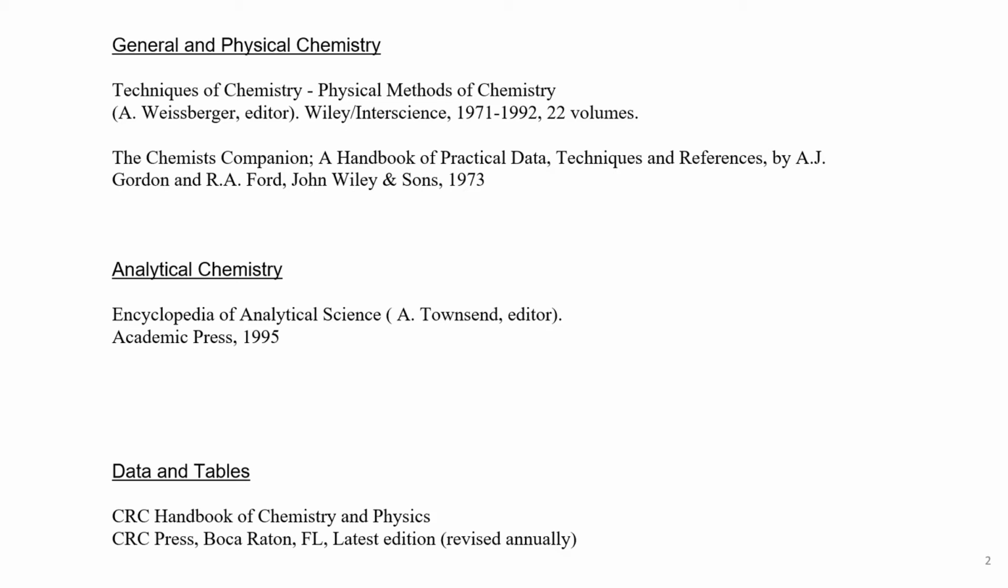A smaller book, which is just as useful, is called The Chemist's Companion. And again, we have it at City College. You could see if your campus library has it also. It answers a lot of questions, very practical things that you need a little help on. Continuing down the list, for analytical chemists, we have this Encyclopedia of Analytical Science. It may be a little out of date now, but a lot of basic techniques are explained.